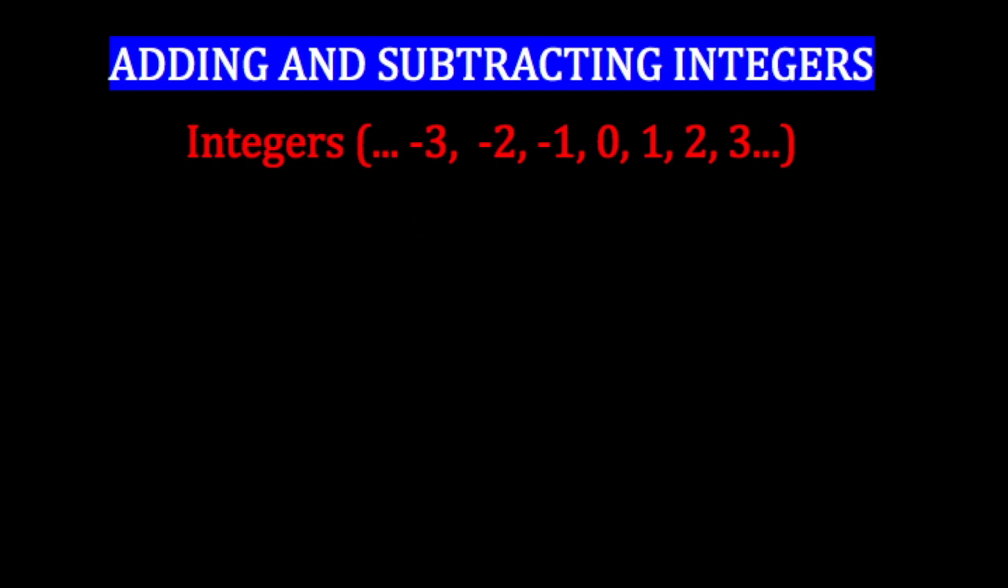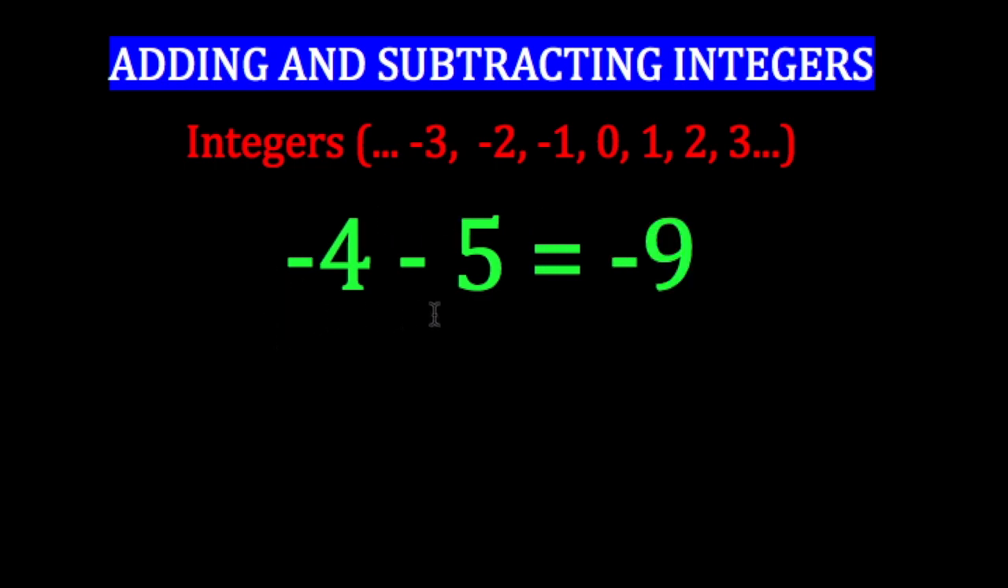Now I'm gonna put these two examples. Go ahead and see if you can pause the video and see if you can answer the question. -4 minus 5. Okay, I hope that you get it right. In this case, the answer is -9 because you owe the bank $4. You withdraw another $5. Now you owe the bank $9. So that's why it's -9.